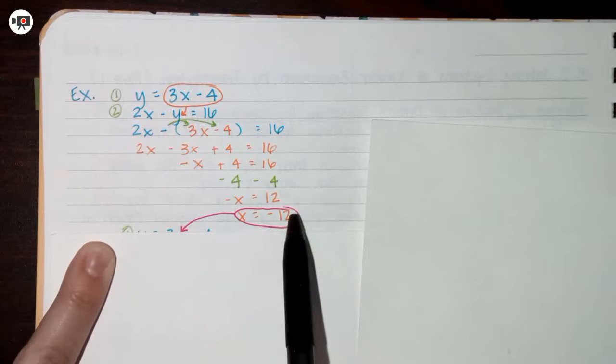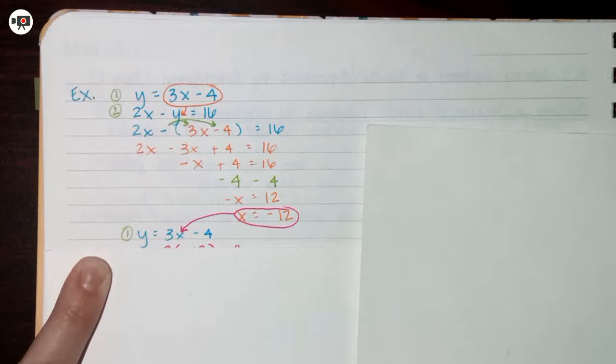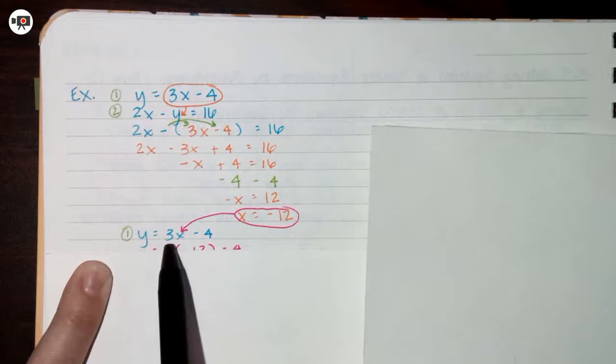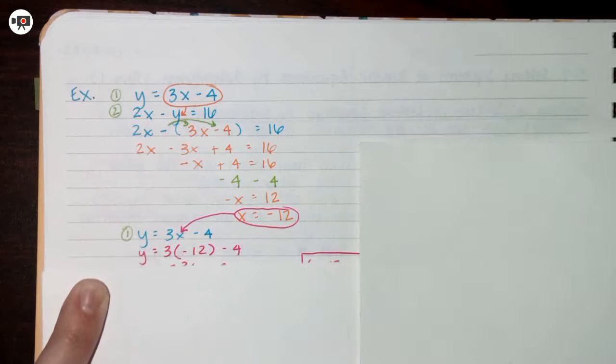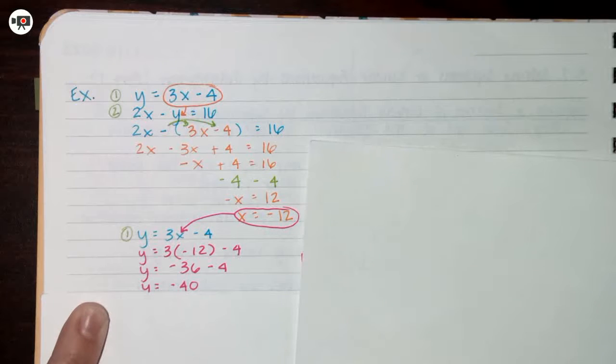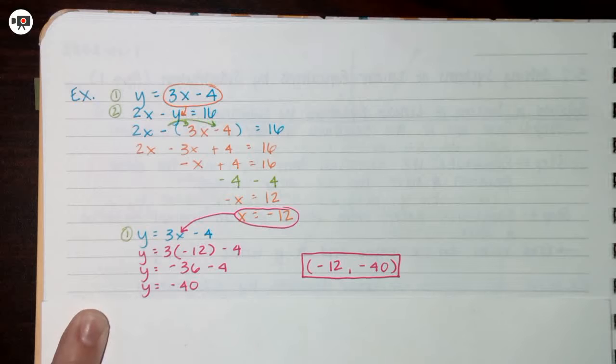Take my x value and plug it into an original equation and solve for y. So y equals 3x minus 4. Solving that, I get y equals negative 40. So my point is negative 12, negative 40.